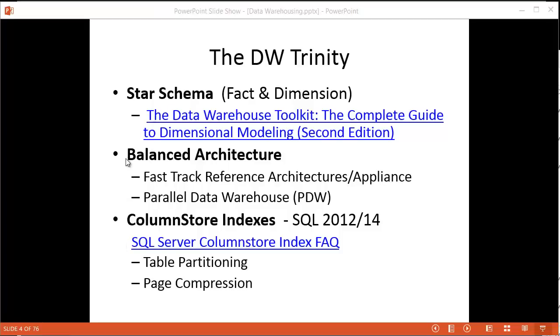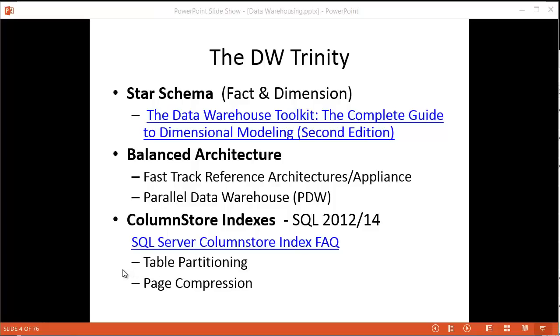So with the data model and the hardware architecture, there is also a follow-up item here, column store indexes. This was introduced new in SQL Server 2012 and has been enhanced in SQL Server 2014. These are such a dramatic enhancement that they deserve their own category here. You can go to the SQL Server column store index FAQ. It has lots of great information, and I will have lots of demonstrations around column store indexes and indexing in general and how that's best applied in a data warehouse scenario.